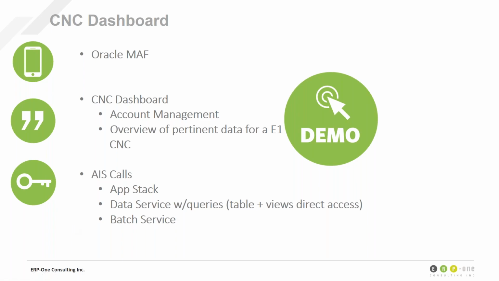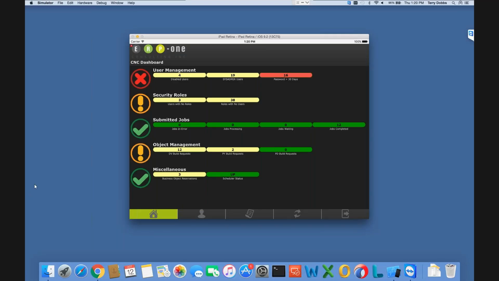So I'm just going to switch over to our app here. This is the CNC dashboard. This is the main page you see after you log in. If you've seen any of the out-of-the-box Oracle applications, you'll notice it looks a lot different. It's all custom CSS and custom styling that we played around with for purposes of using all of the different functionality available to us.